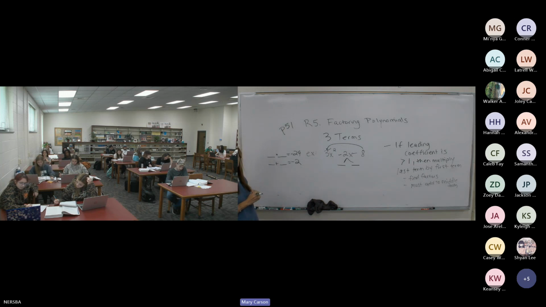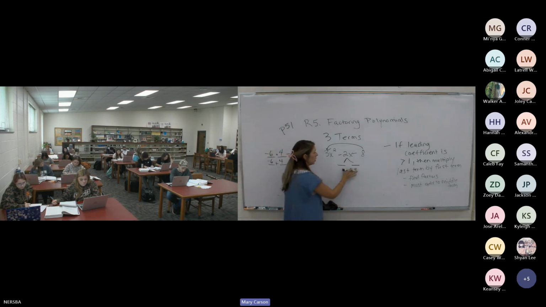Or Abigail. All right, next, -6 and 4. Thank you, Latrell. -6 times 4 gives you -24. -6 plus 4 gives me -2. Perfect. So these terms are going to go up here: -6x and positive 4x. Notice if you combine them, they should give you -2, right?